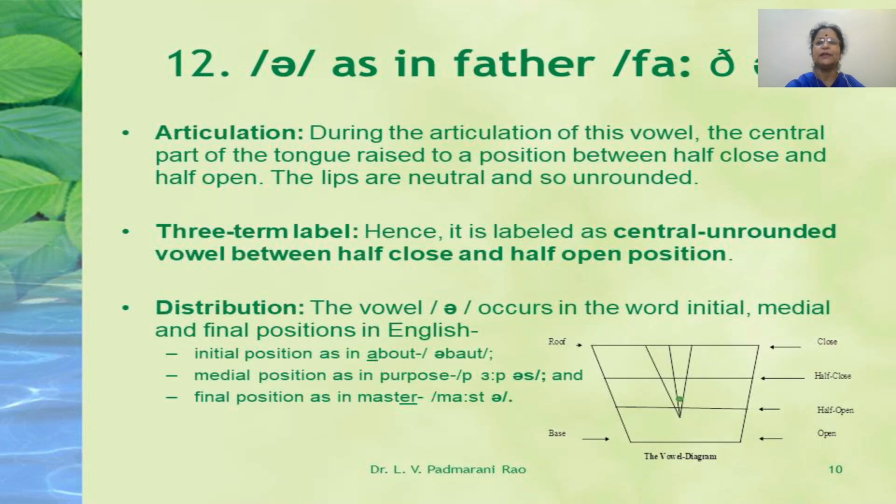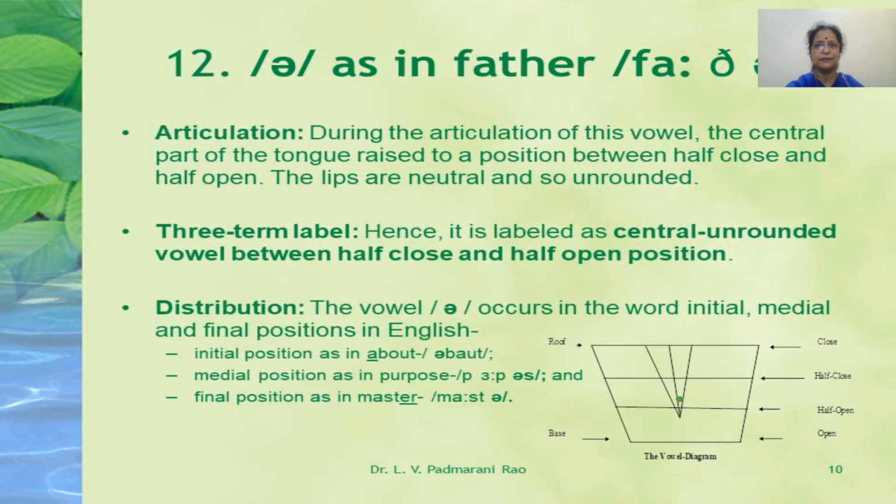So the three-term label for the description of this sound, as in father, is a central unrounded vowel between half close and half open position, occurring in all three positions, word initial, word final and word medial, in the English language. As you could find in the examples, A-B-O-U-T, about. The word begins with this sound, about. That's right. The medial position example, P-U-R-P-O-S-E, purpose, the second sound.